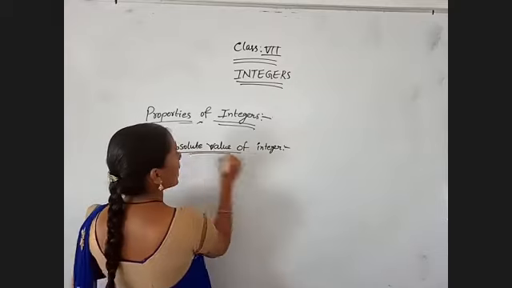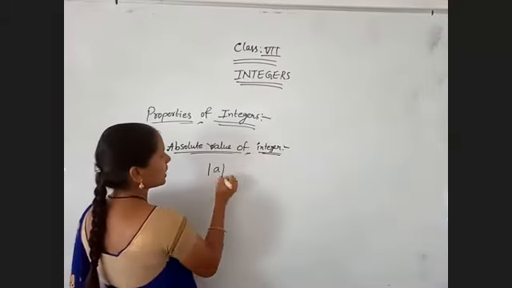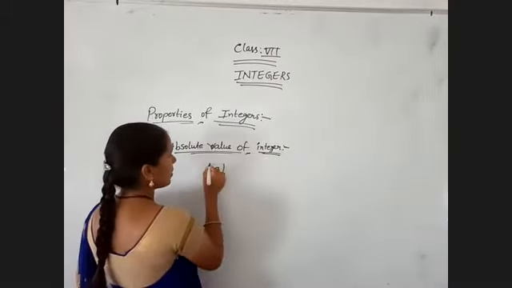Absolute value is represented through the notation mod. So it is modular or mod when you call it. Mod of a, whatever value is there, we will just take its numerical value. We will not consider the plus or minus.